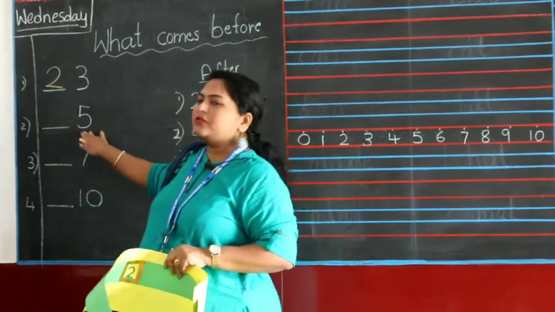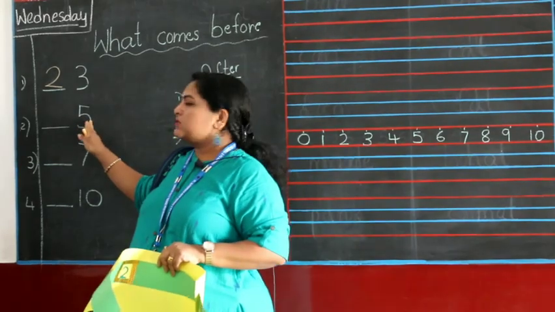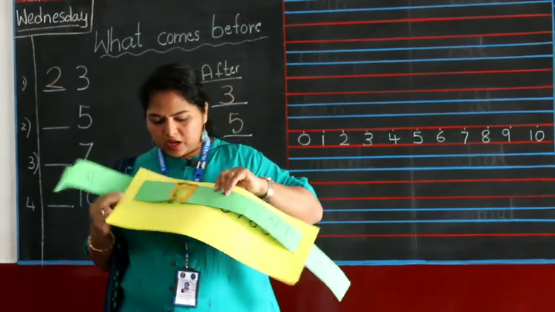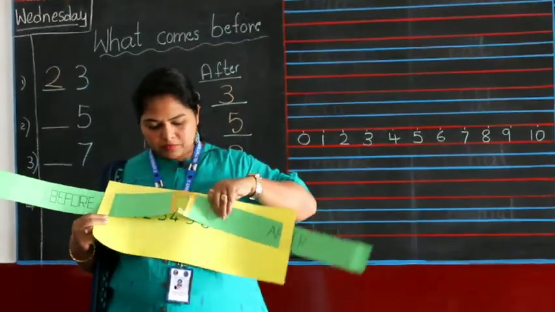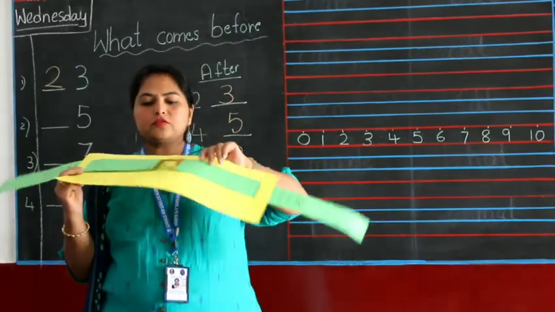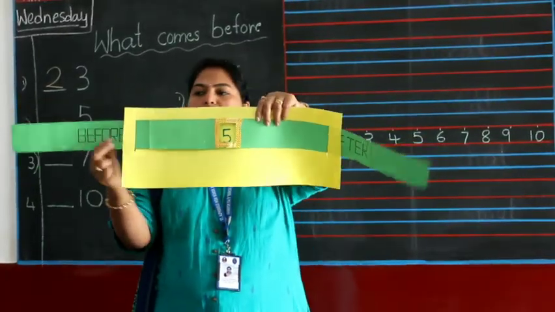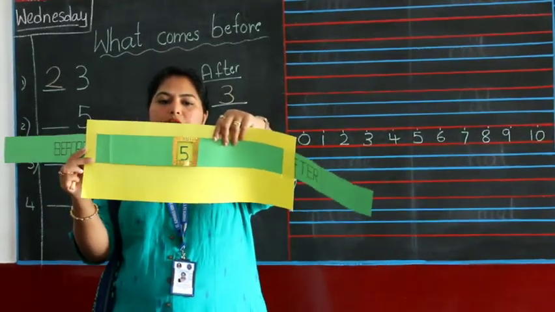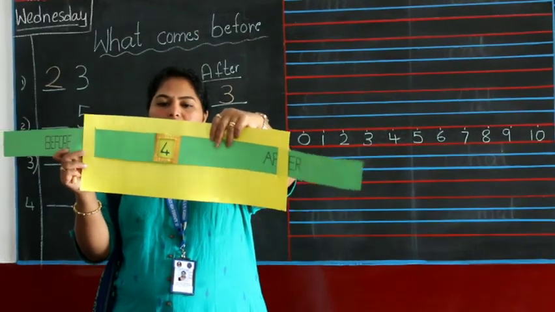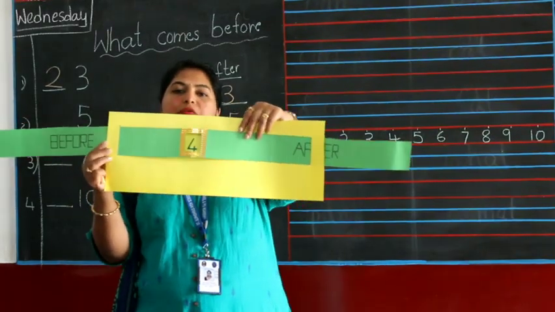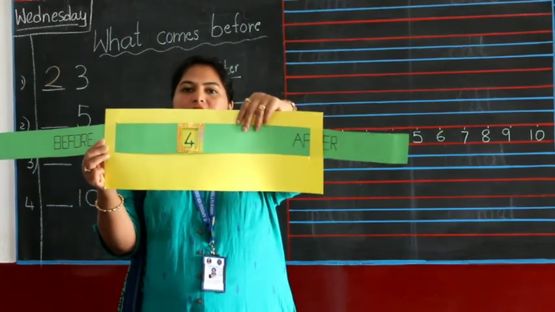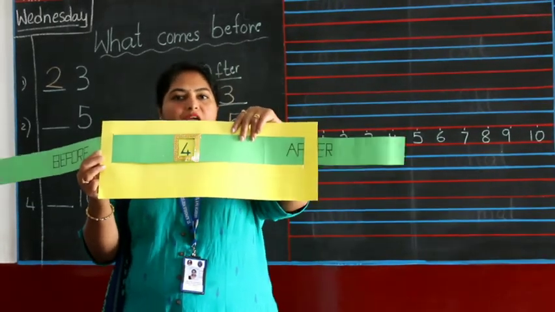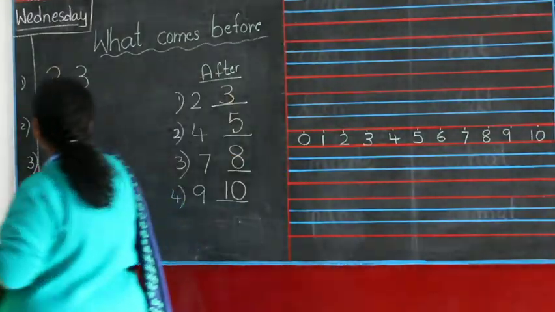Our next question is 5. Let's see what comes before 5. So I need to keep the space bar on the 5. Hope you all can see 5. Now I'm going to drag this left side chord, that is your before side. When I drag it slowly, you'll find the number before 5. What is this, children? That is 4. Very good. So the number before 5 is 4. I will write 4 here.